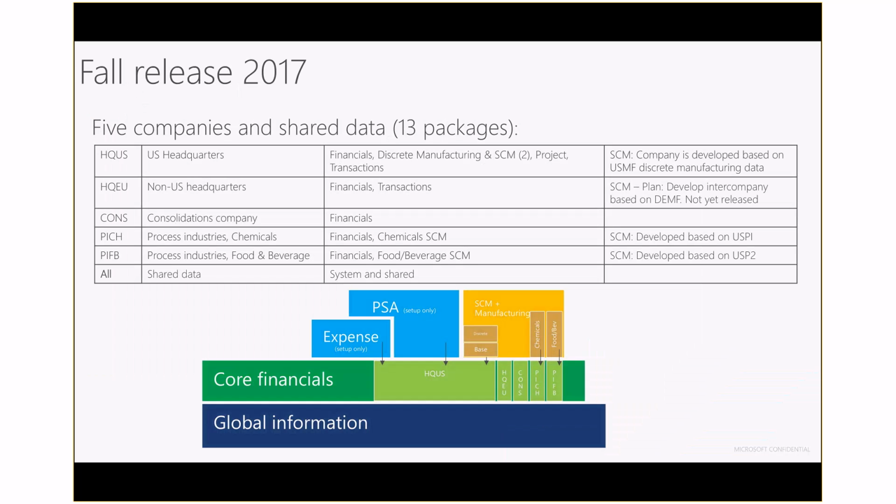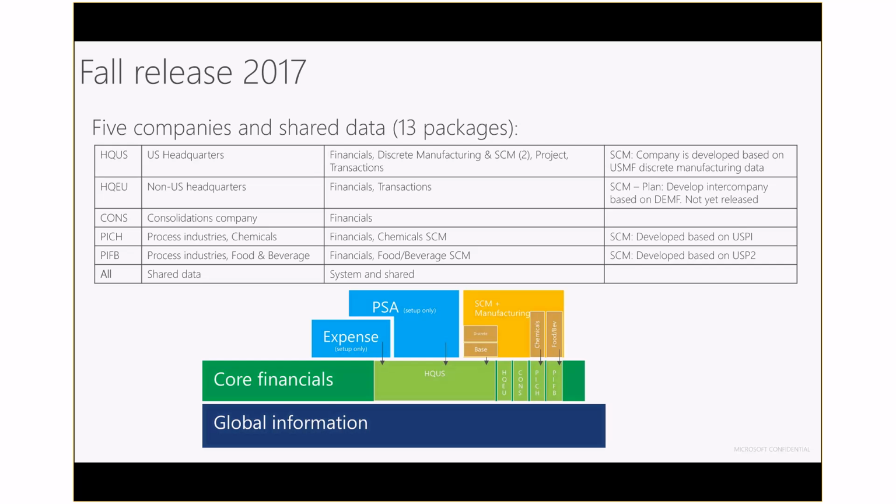So what did we do in the fall release? This stuff is already out there on LCS. I'll give you a link, or show you how it works and where it's at, in a little bit here. But what did we ship? We shipped 13 packages. In those packages, you'll find 5 companies and the shared data.